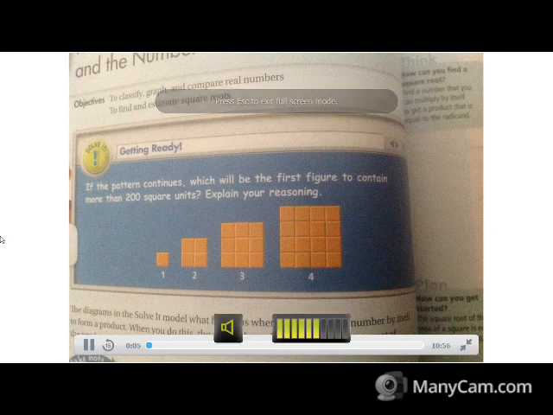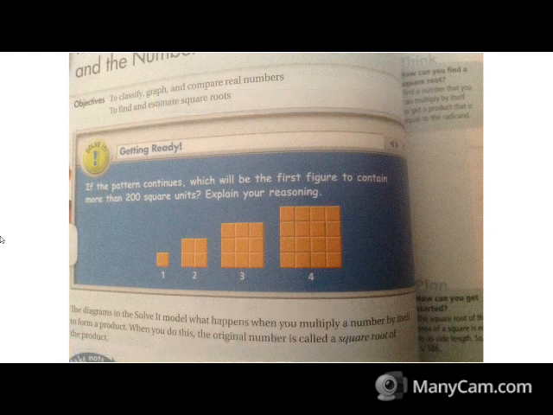1.3, real numbers on the number line. Let's look at the Solve It. If the pattern continues, which will be the first figure to contain more than 200 square units? Explain your reasoning. See, at 1, there's only 1 square.